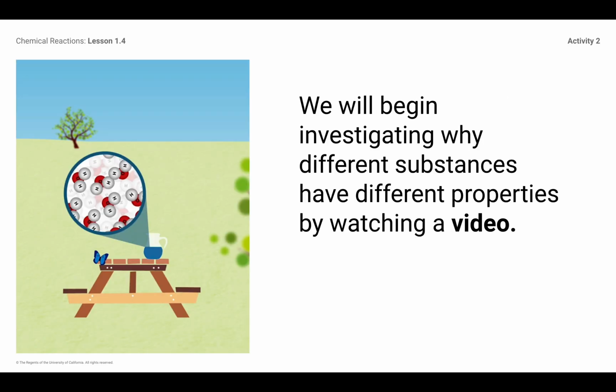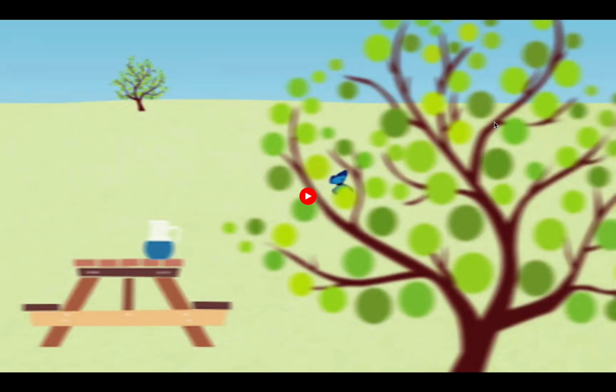We're going to begin investigating why different substances have different properties by watching a video. Now, you guys have this video in your digital resources in Amplify. If I played it, I think it would have too much feedback. So what I'd like you to do is escape or get out of this video, pause it, and then go into Amplify, and in your digital resources, you can see this video. If you can't find it, come up to my desk and ask me where it is. And then when you get done watching it, come on back to this video and keep playing.